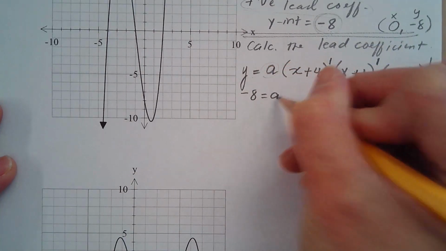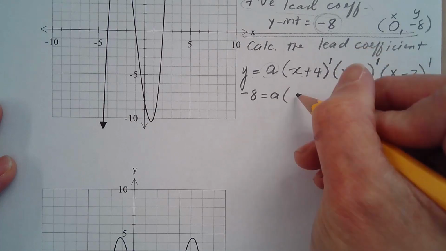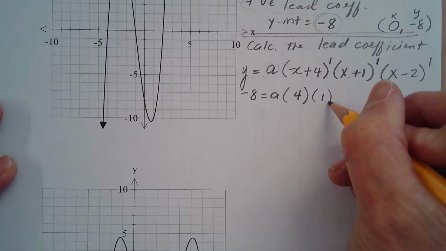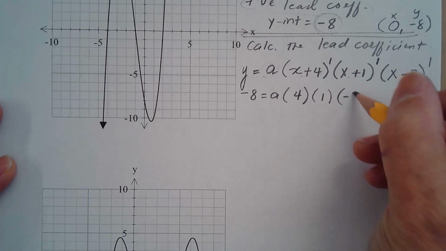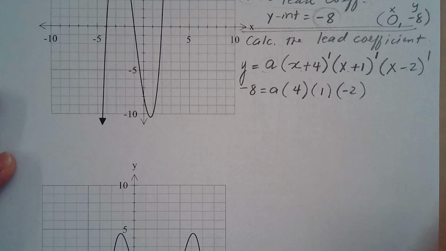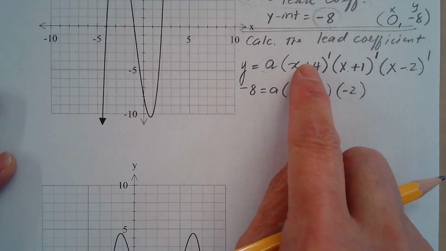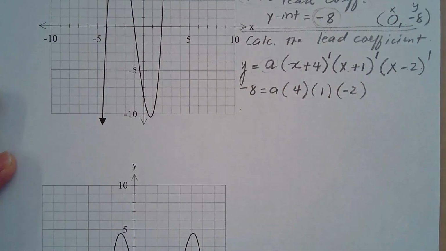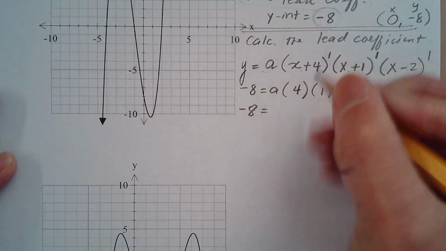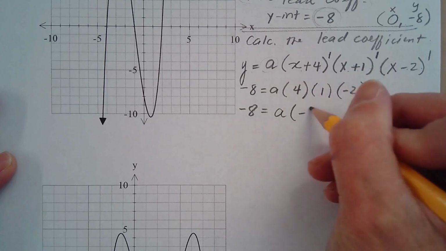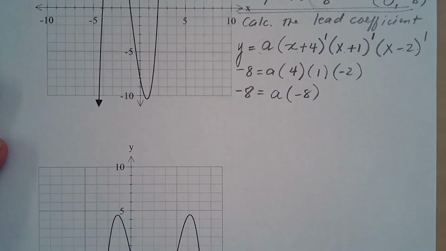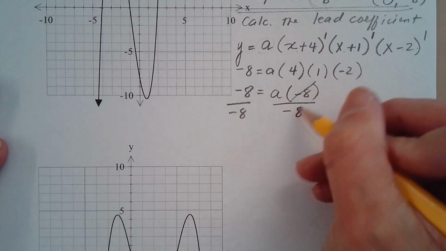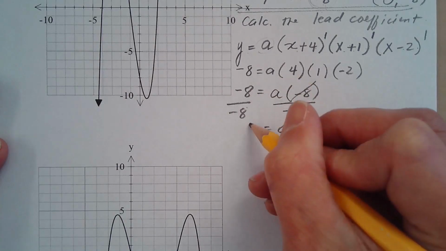Negative 8 equals A times (0 plus 4), which is 4, (0 plus 1), which is 1, (0 minus 2), which is minus 2. Okay. So we substituted zeros for x and negative 8 for y to solve for A. So now, negative 8 equals A times negative 8. How do we solve for A? Divide by negative 8, divide by negative 8, negative 8 cancels, so A is equal to 1.